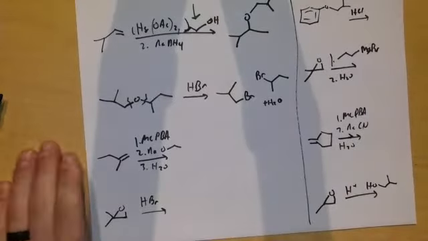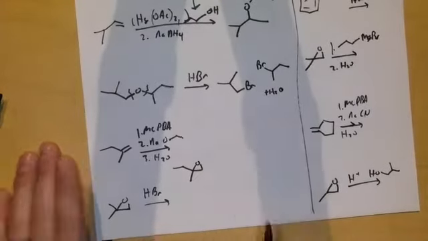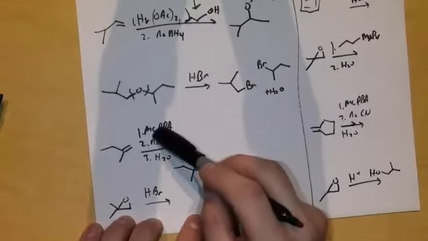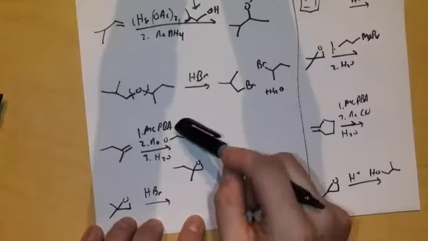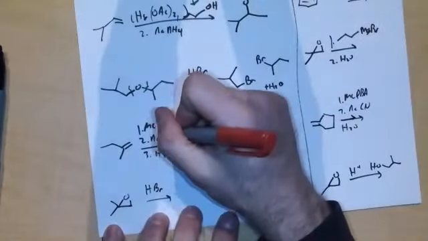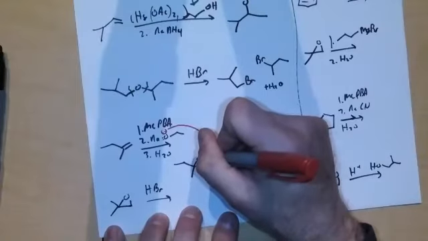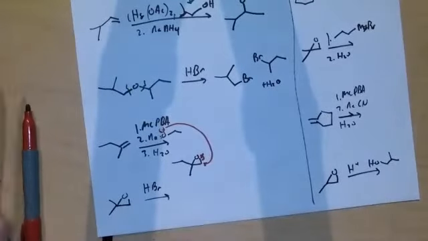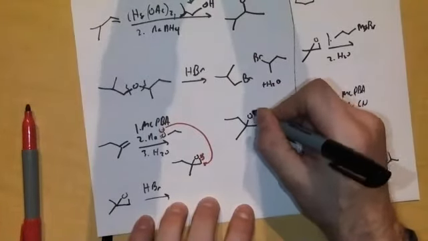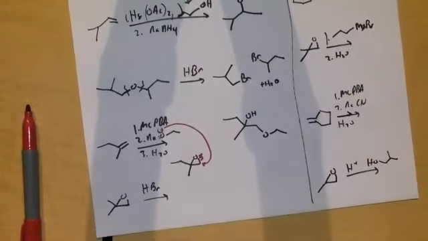MCPBA allows us to make oxides. We have an aprotic nucleophile here. We have Na ethoxide. So this is going to open at our less substituted position, giving us an alcohol at our more substituted position, and then this OEt at our last here.